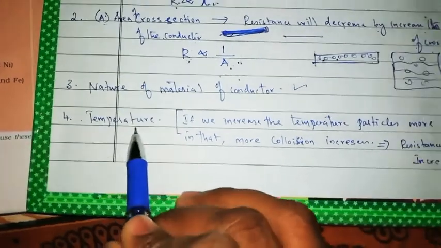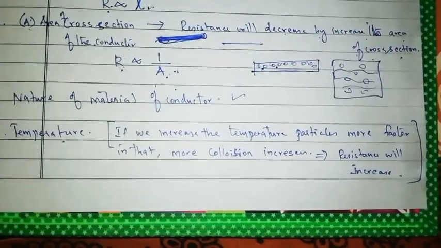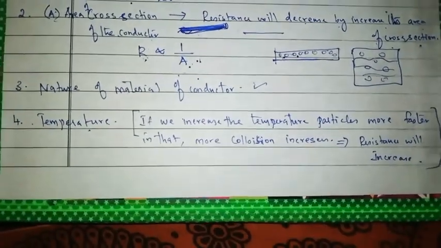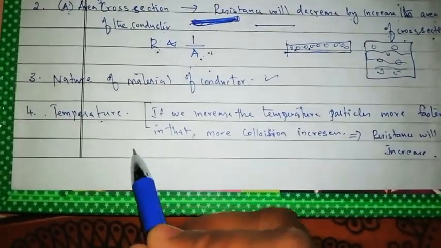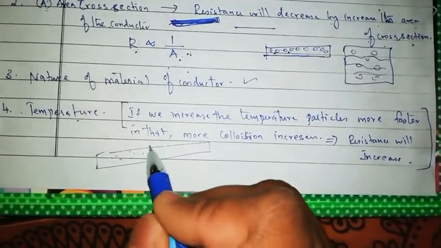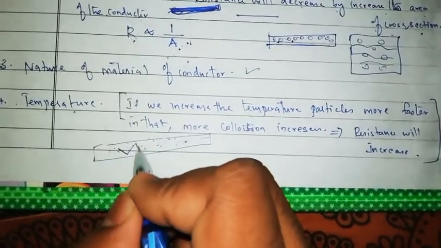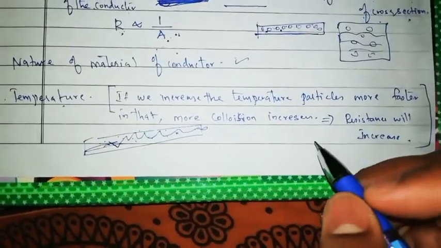The fourth one is temperature. As we know, when we increase the temperature of any metal, normally what happens? If I increase the temperature, the particles present inside the metal start to move faster and randomly, right? They move like that randomly. So what happened?